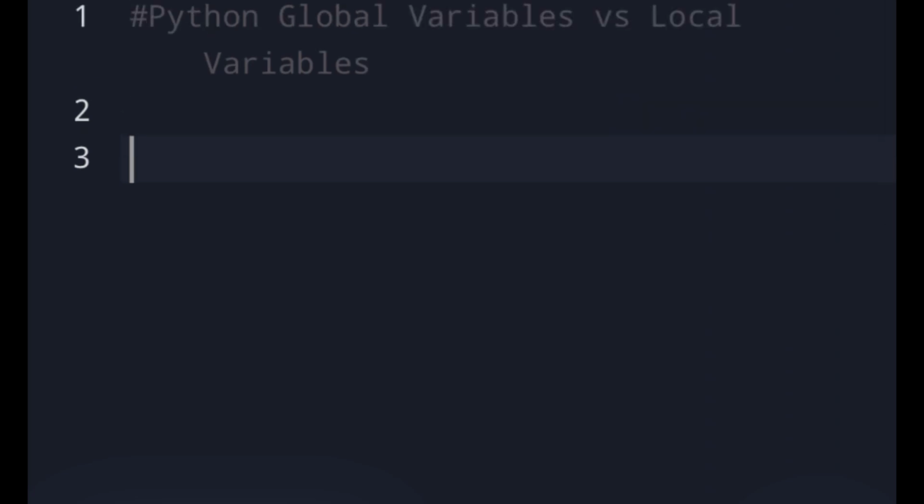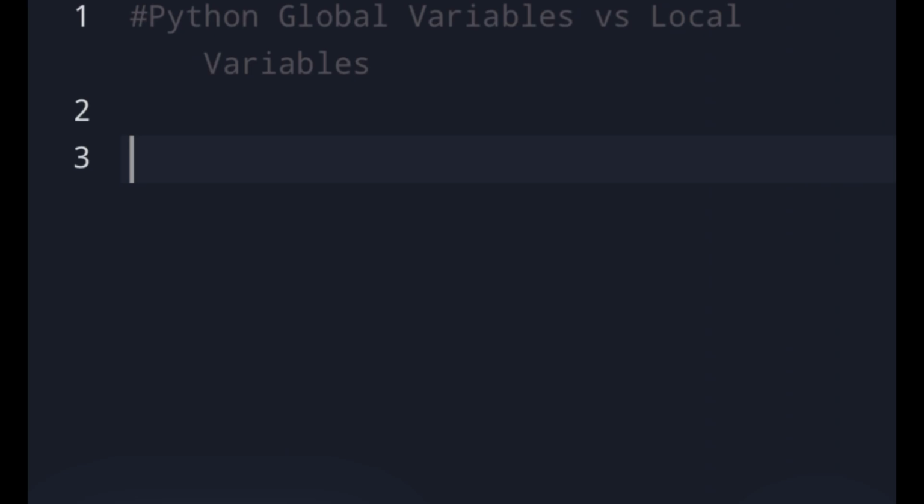Let's imagine you have a house. A global variable is like the TV in your living room, so everyone in the house can use it. And a local variable is like something kept inside your bedroom, only you can access it while you are inside that room. That's exactly how variables work in Python.